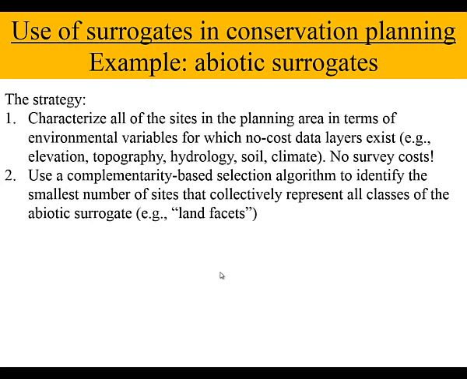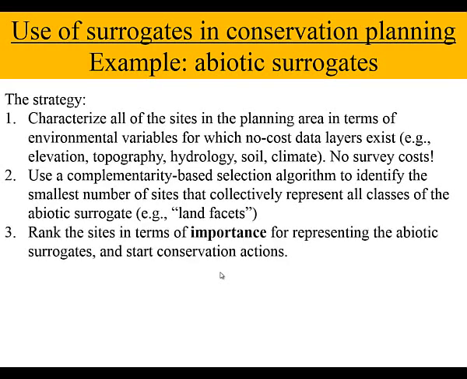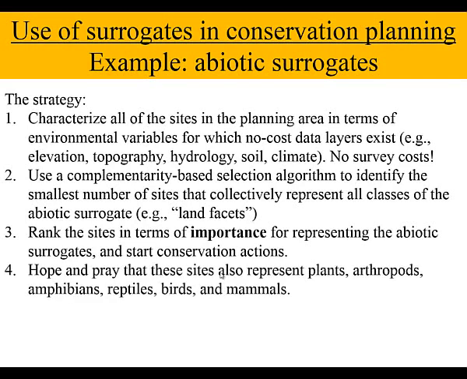I'm going to select all of the land cover types, all of the land facet types, or these abiotic classes on the landscape. I want to represent all of those categories, rank them in terms of importance, in terms of their ability to support representing all of those categories, and again, hope and pray that it works for everything else. So we do a lot of surrogate-based conservation planning.